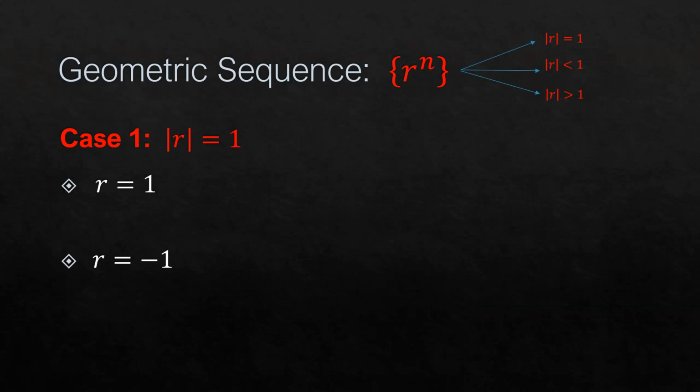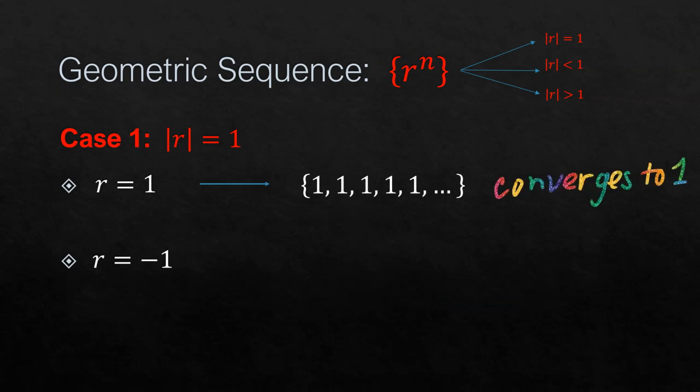So if r is 1, what kind of sequence will we have? Well, 1 to the first power is 1, 1 to the second power is 1, 1 to the third power is still 1. So the sequence that we will get is just 1, 1, 1, 1, 1, which converges to, of course, 1.